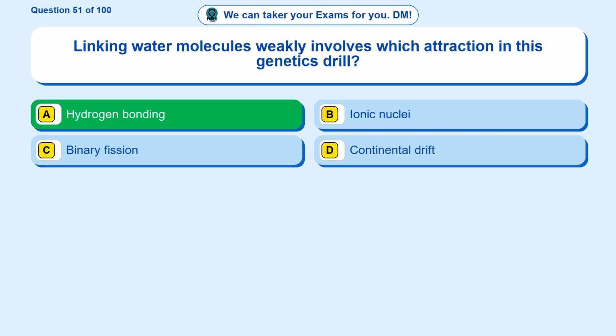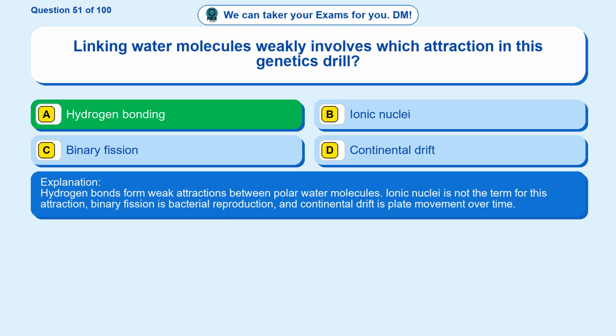Hydrogen bonding. Hydrogen bonds form weak attractions between polar water molecules. Ionic nuclei is not the term for this attraction, binary fission is bacterial reproduction, and continental drift is plate movement over time.